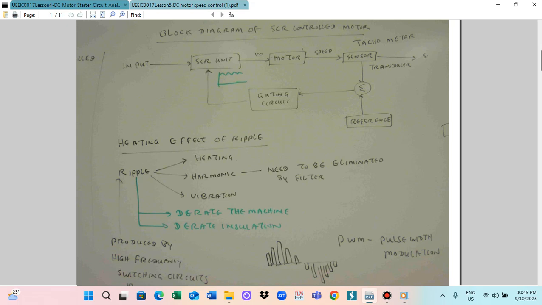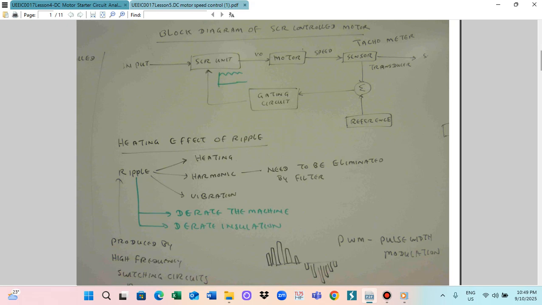So we use the block diagram of the SCR control model. When we supply the supply voltage to the SCR unit, the SCR unit produces an output depending on the KPI, and this output drives the motor. The motor speed is sensed by the tachometer sensor, and this is compared with the reference, and then any error is supplied to the control circuit. So this is the block diagram of the SCR control model.